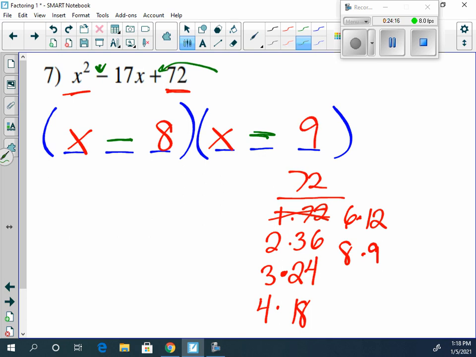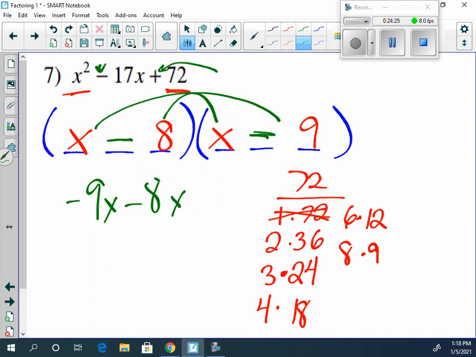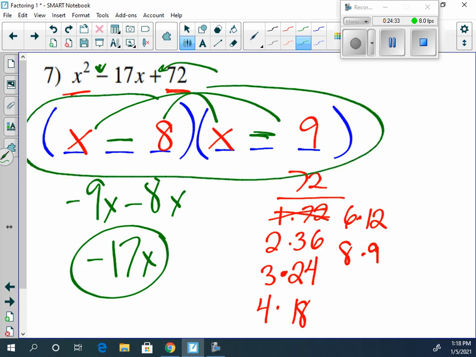And when we check this, x times negative 9 would be negative 9x. Negative 8 times x would be minus 8x. And negative 9x minus 8x would be negative 17x, what we wanted. So these here would be our factors.